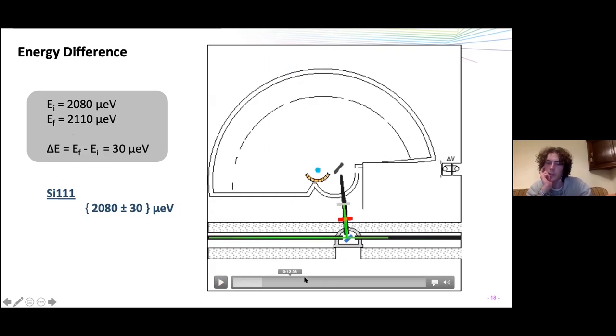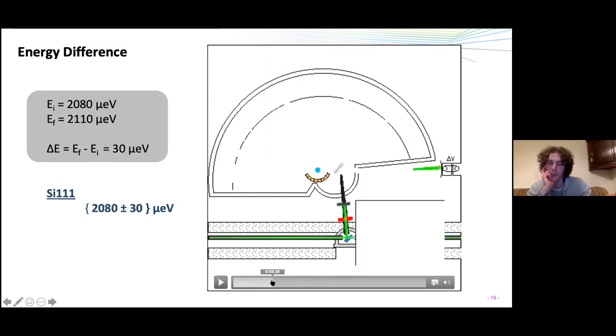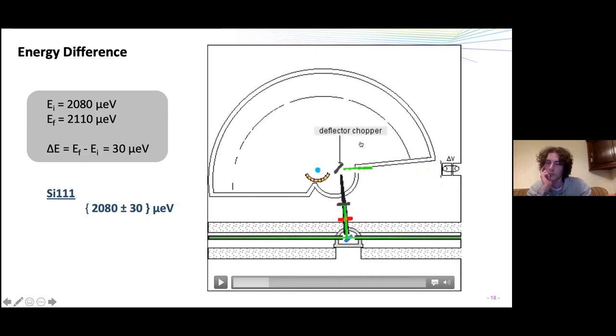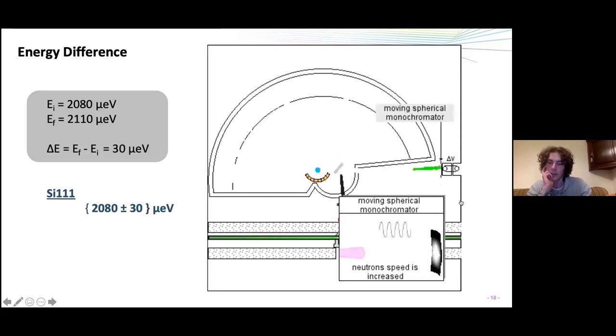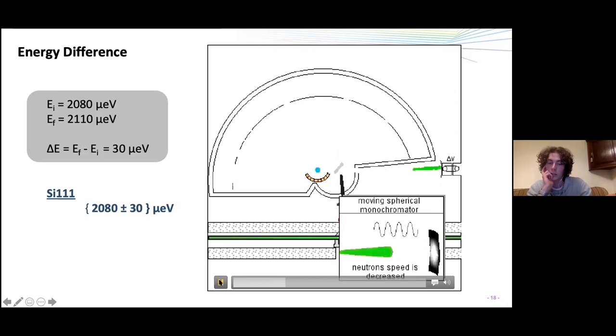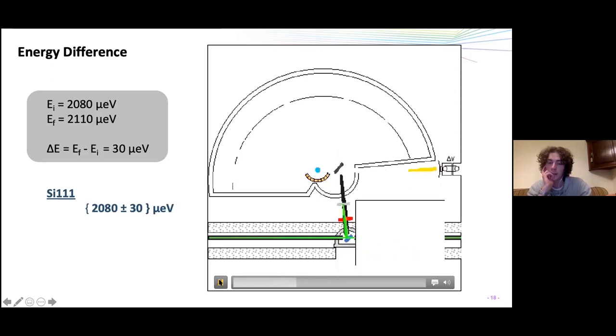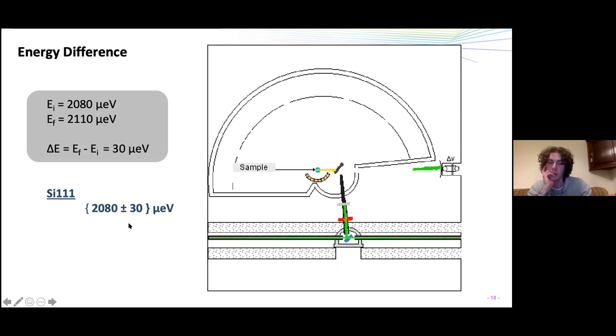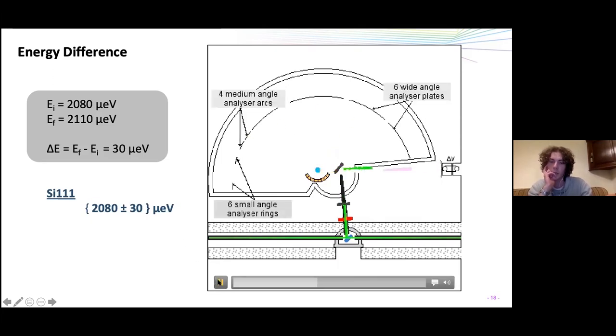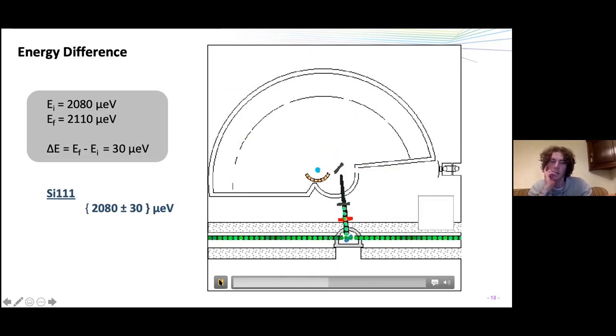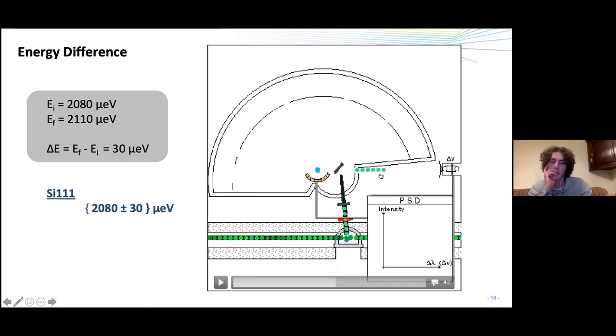So basically, at this point you have a green beam just going through. It passes through the deflector chopper and then gets sent to here. And then you have it moving backwards and forwards like that. Then it hits the sample, then it hits your analyzer arcs, and then it goes back to the detector. Now these green circles represent the neutrons of a certain energy. We'll call it a green energy.